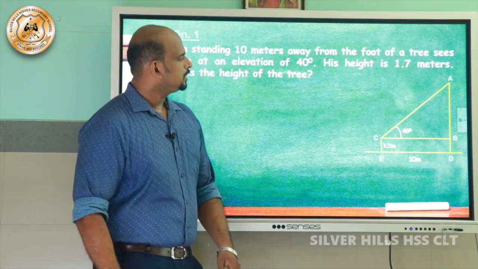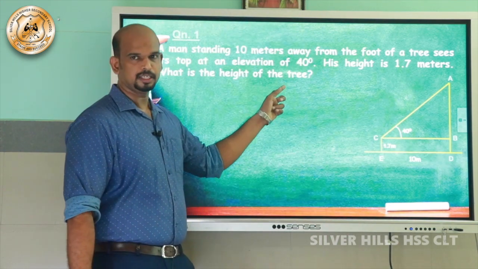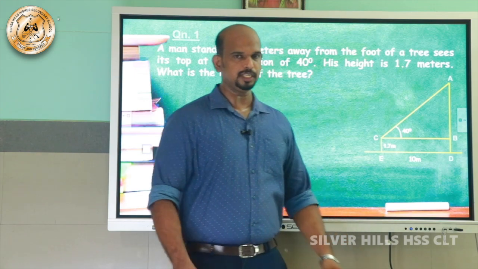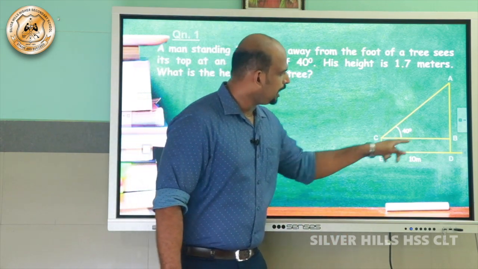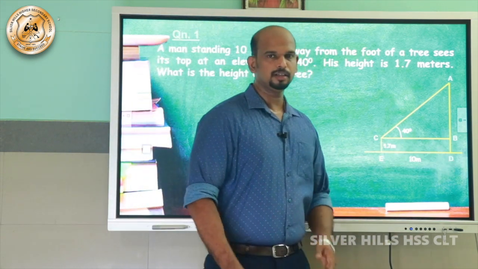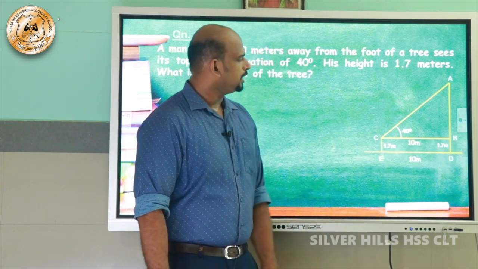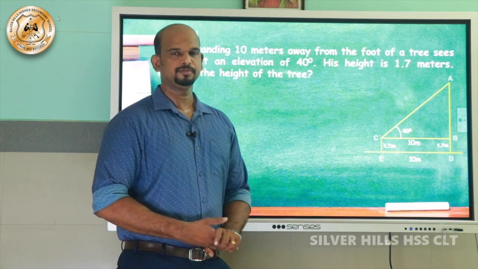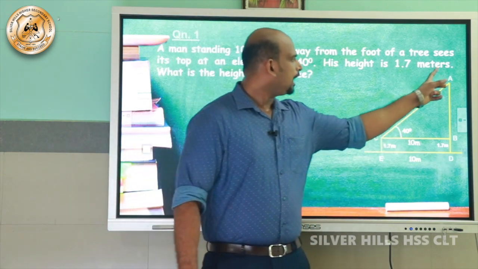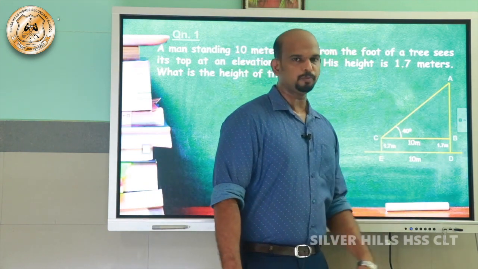In this figure, the line AD denotes the height of the tree. Here we have to find the height of the tree. Here CE and BD are equal because ED is parallel to CB. Therefore, BD is equal to 1.7 meters. Now AD is equal to AB plus 1.7 meters.